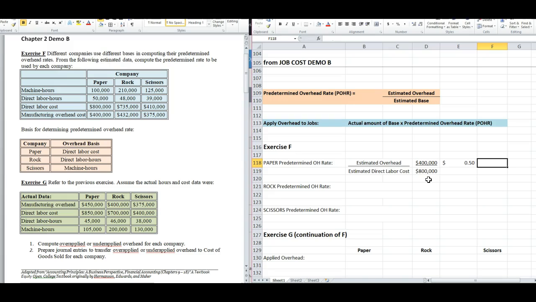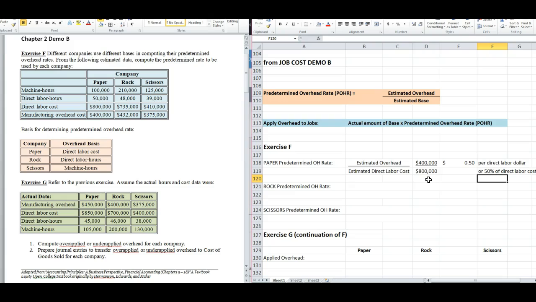So my cost is 50 cents per direct labor dollar. Or you could also say this is 50% of direct labor cost. Either way is fine. To say it's 50 cents per direct labor dollar or 50% of direct labor cost.